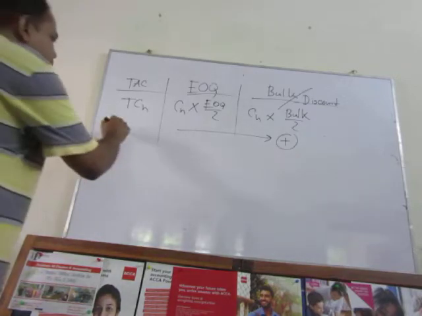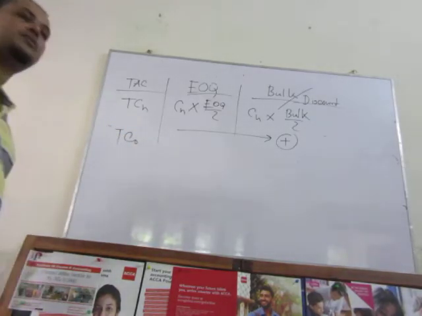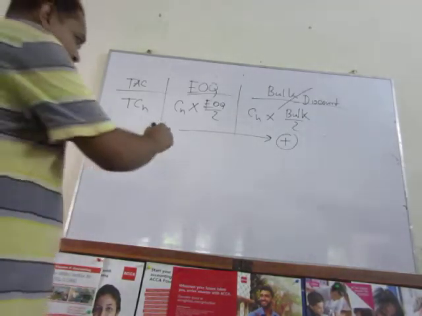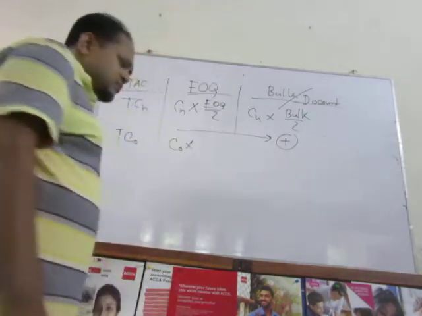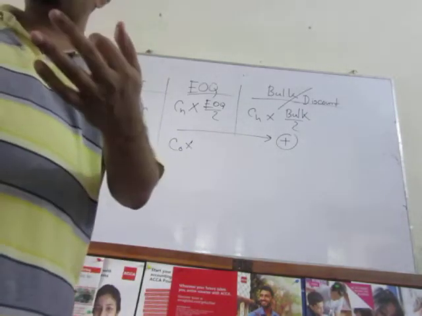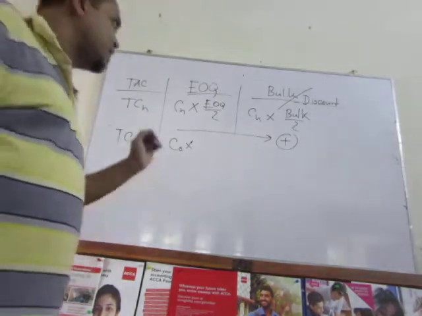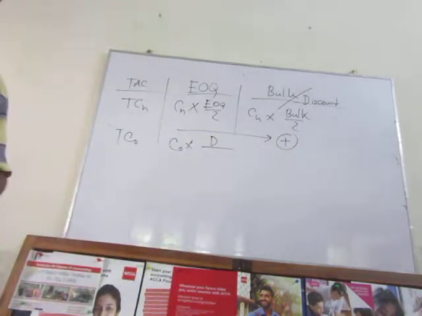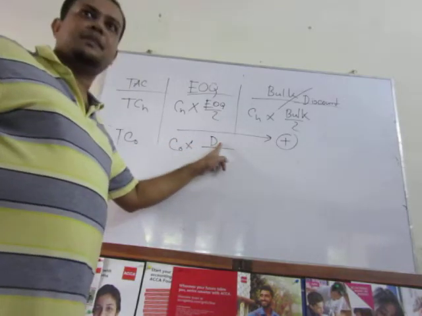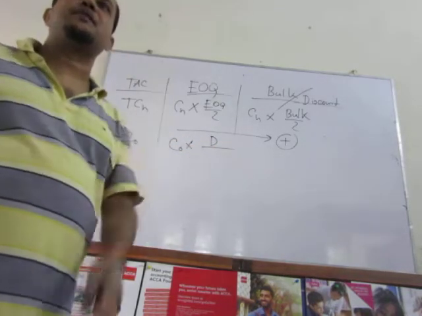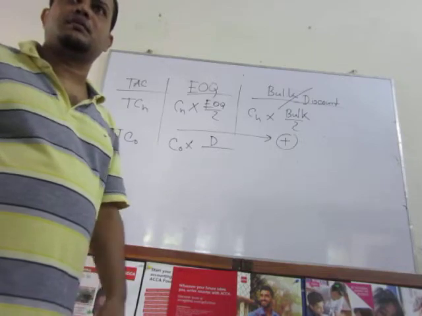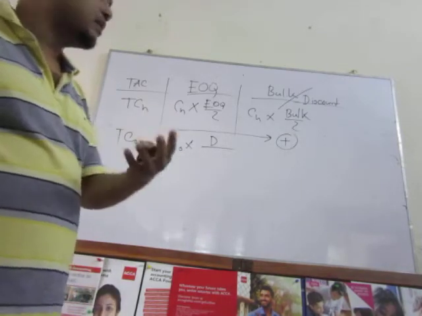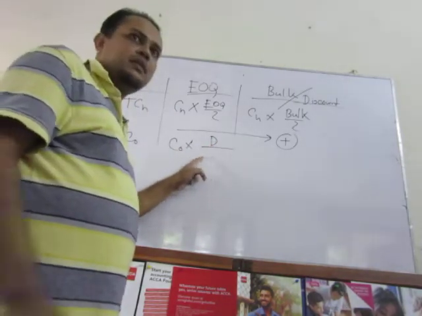Then I show TCO. TCO, total ordering cost, means CO into the number of orders that you have placed. Here, annual demand, 20 metric tons is our demand. Each time you are placing an order for 5 metric tons. So how many times do you have to order? 4 times. How can you get this? That is demand by EOQ.